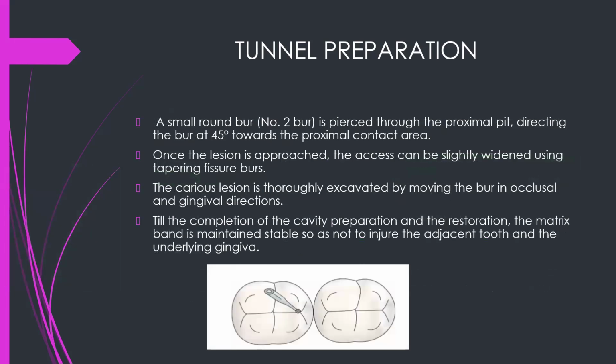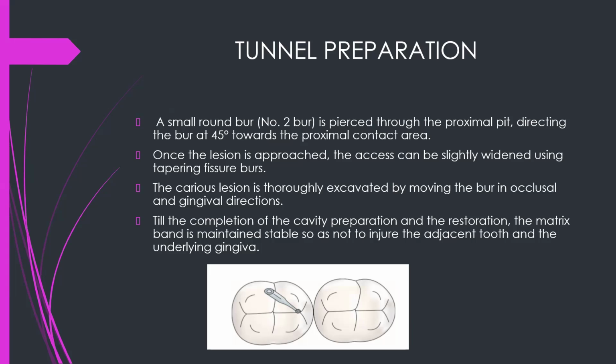How do you prepare the tunnel preparation? You use a small round burr, which is number 2, and it is pierced through the proximal pit, the mesial pit or the distal pit, directing the burr 45 degrees towards the proximal contact area. Make sure you have taken a radiograph before so you know where actually your caries lesion is.